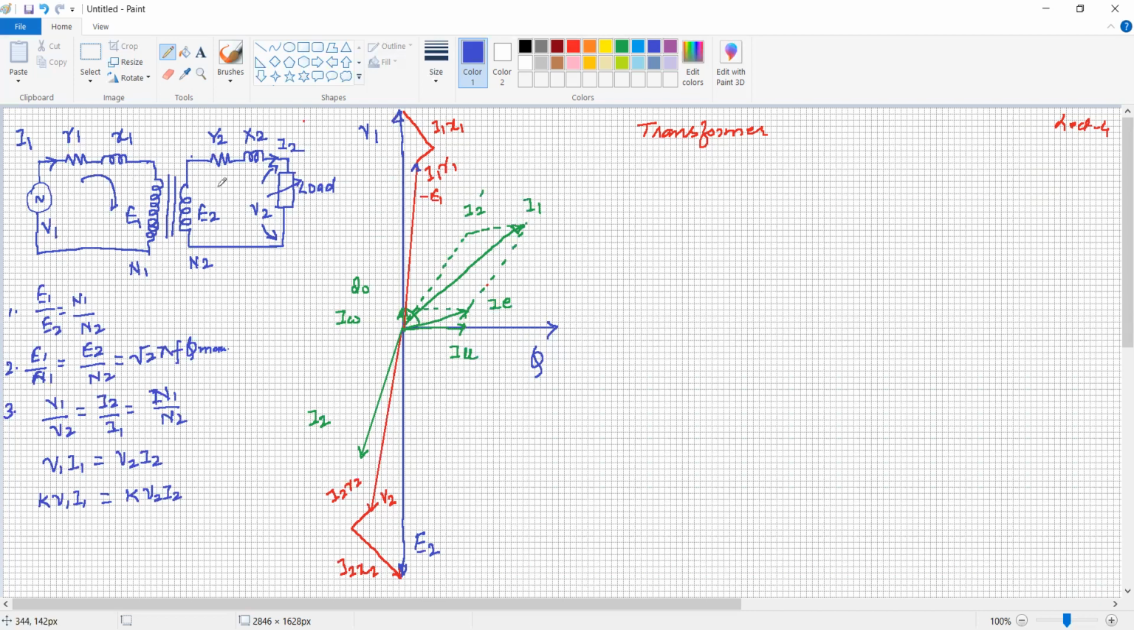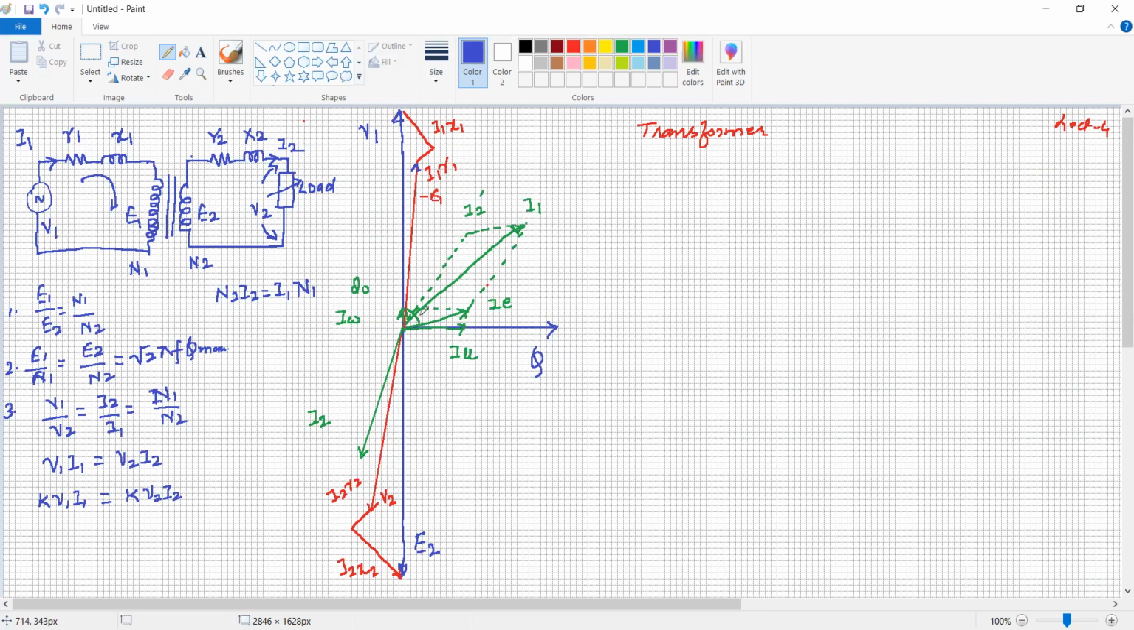So when the transformer is loaded, current flows in the secondary winding, and the ampere turns of the primary winding are counterbalanced by the ampere turns in the secondary winding. So this equation comes: N2 into I2 is equal to I1 into N1. The MMF in the primary winding and secondary winding is the same in magnitude and they are opposite to each other. The flux in the core is always the no load flux, or the flux created by the no load current.